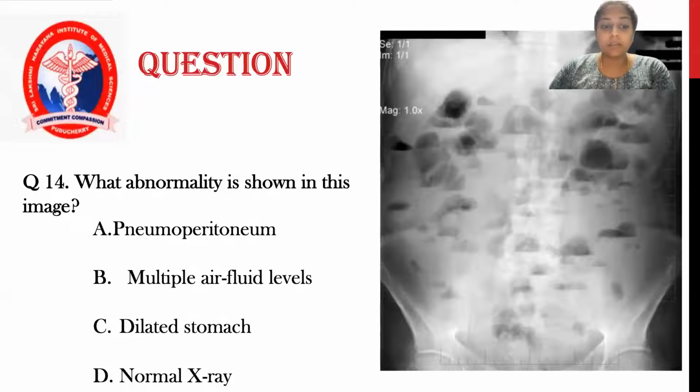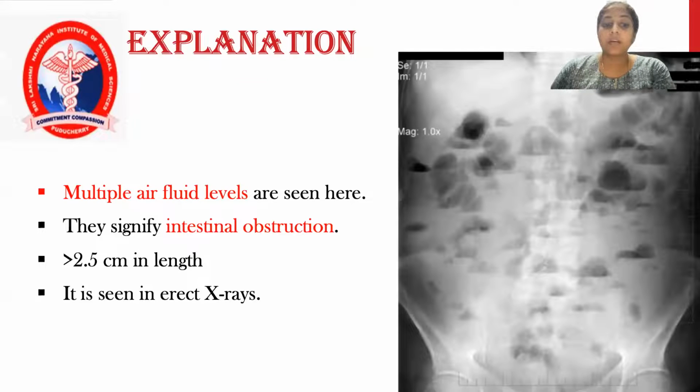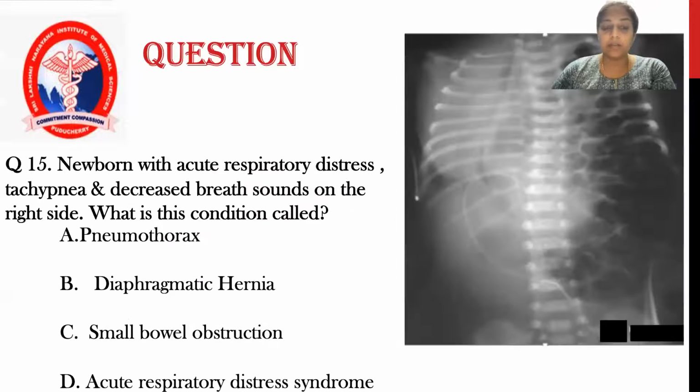What abnormality is shown in this image? There are multiple air pockets with air fluid levels. It is multiple air fluid levels which signify intestinal obstruction. See, if it is more than 2.5 centimeters in length, it is very significant. Again, it is seen in an erect abdomen X-ray.